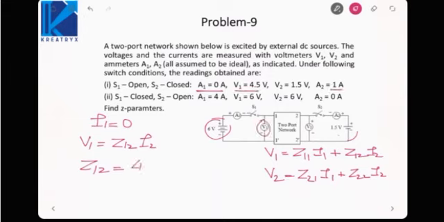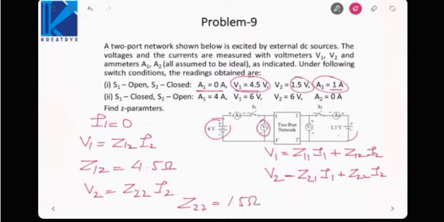That is 4.5 ohm. That is V1 by I2. From the second equation I can say V2 equal to Z22 I2. That means what is Z22? V2 by I2. 1.5 by 1, that is 1.5 ohm.